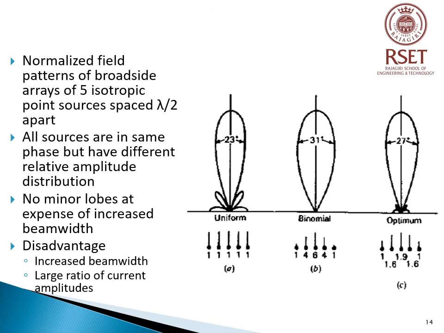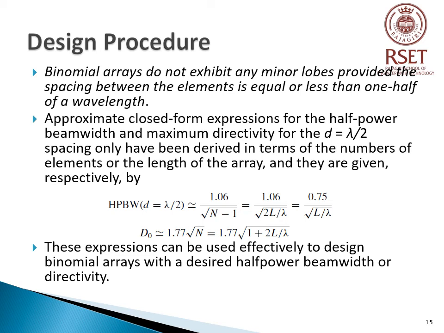And for a spacing of lambda by 2 or less between the elements, the minor lobes are eliminated by Stone's binomial distribution. However, increased beam width and the larger ratio of current amplitudes required in large arrays are disadvantages. Next, about the design procedure of binomial arrays. Binomial arrays do not exhibit any minor lobes provided that the spacing between the elements is equal to or less than lambda by 2. And expressions for half power beam width and maximum directivity for d equal to lambda by 2 have been derived and are available in textbooks, as given.